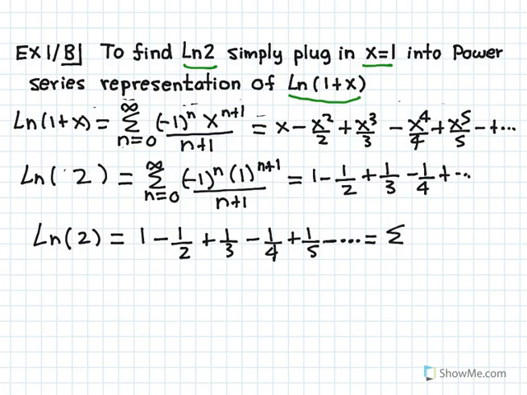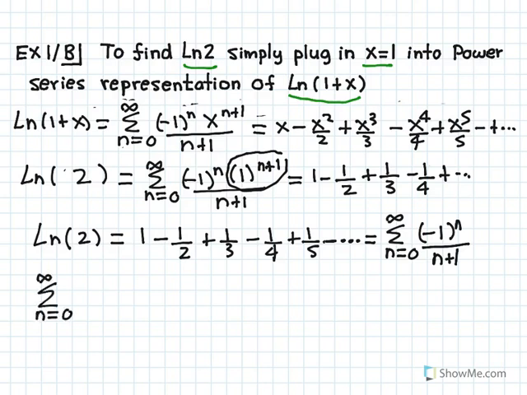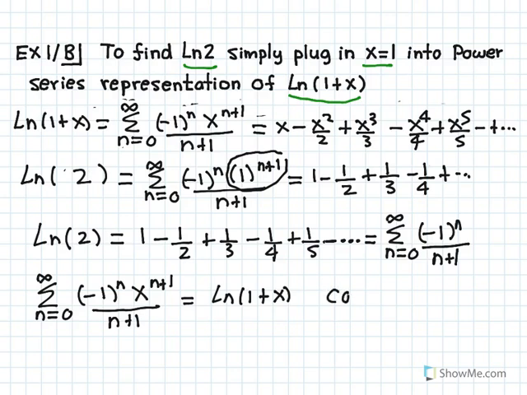In compact notation, we can write this as the summation n equals 0 to infinity, negative 1 to the power of n. Now, 1 to any power is just 1, right? So 1 to the power of n plus 1 is just 1. So the result is negative 1 to the power of n divided by n plus 1. Now, notice that this power series representation of log of 1 plus x converges at x equals 1. And that's what enables us to find log of 2.